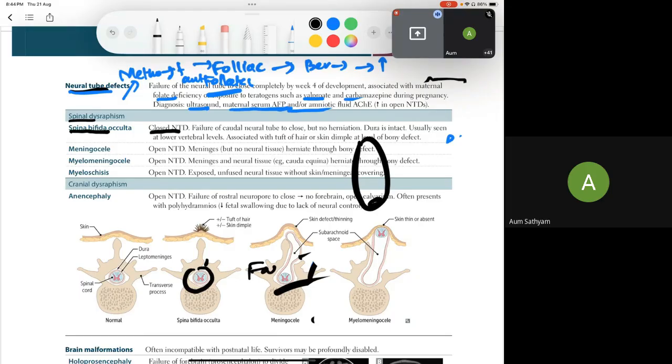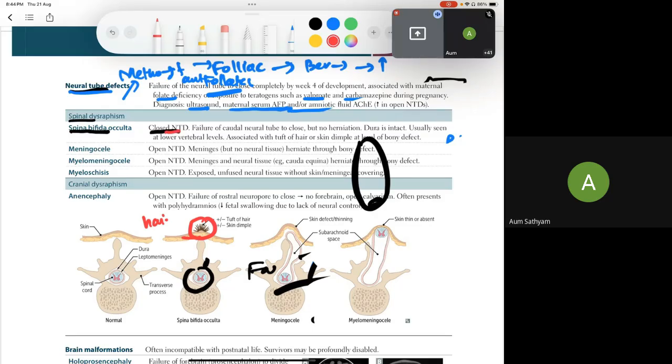So what would happen? The vertebral body won't form at this place. If the vertebral body isn't forming, you can see that the different meningeal layers and spinal cord are going to be present. So there are increased chances of structure damage because we do not have that bony support, right? So on that you'll be having a tuft of hair here, which is specific for spina bifida occulta, right?